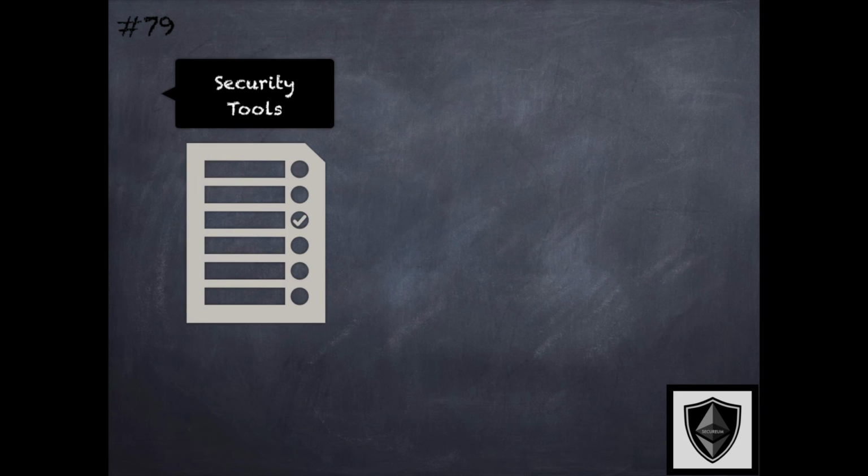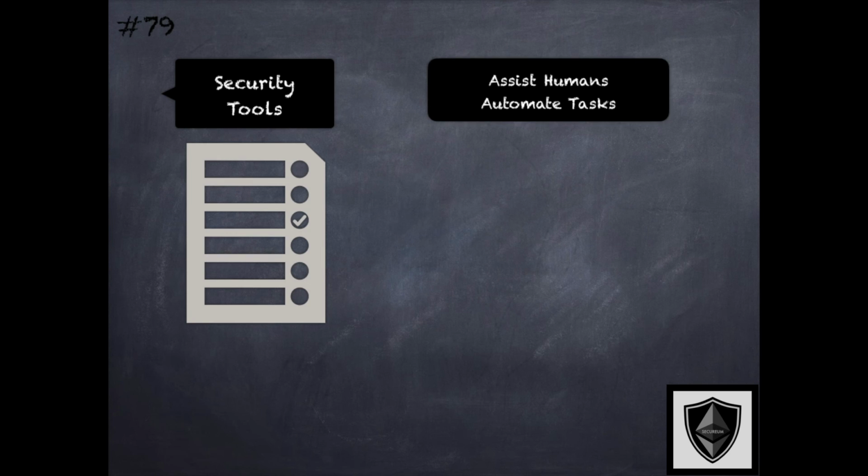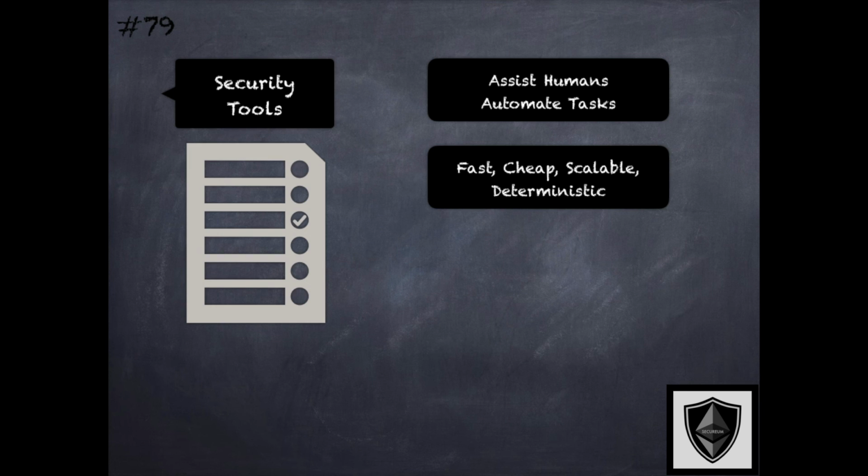In summary, smart contract security tools are useful in assisting auditors while reviewing smart contracts. They automate many of the tasks that can be codified into rules with different levels of coverage, correctness, and precision. These tools are fast, cheap, scalable, and deterministic compared to manual analysis. However, they are also susceptible to false positives.